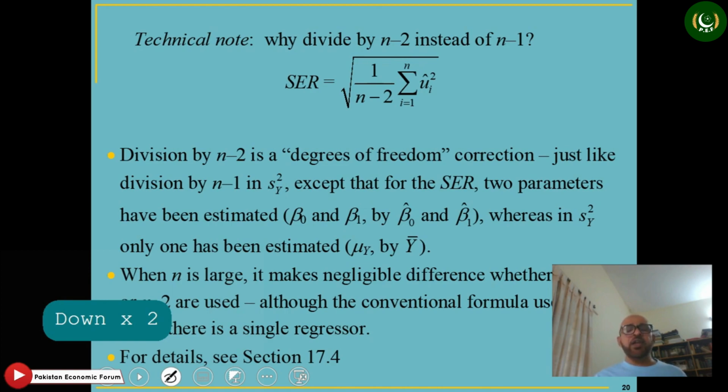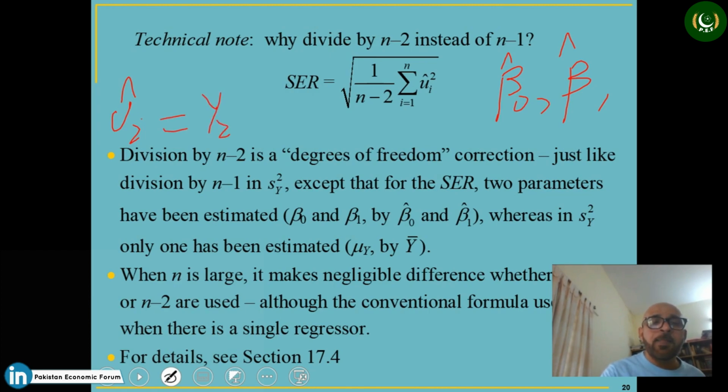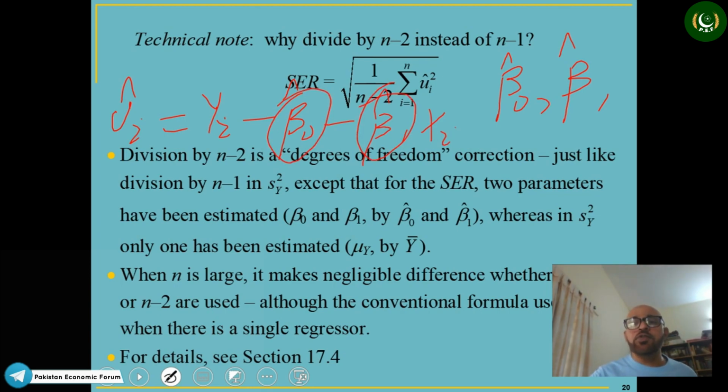As I mentioned, why do we divide by n minus 2 instead of n? We see that we have estimated beta naught hat; the actual value of beta naught is not available. Beta 1 hat, the actual value of beta 1 is unknown. And when we calculated u i hat, we calculated it as y i minus beta naught hat minus beta 1 hat x i. Since we have used two estimators here instead of their actual values, 2 degrees of freedom are lost. That is the concept. We divide by n minus 2.